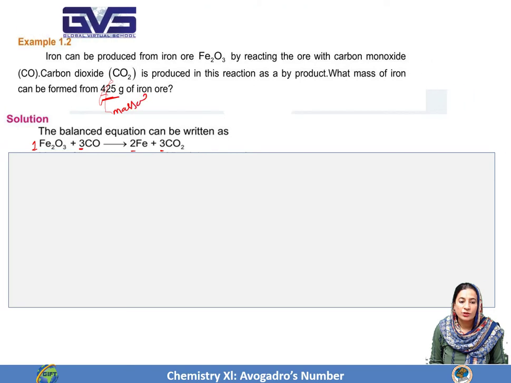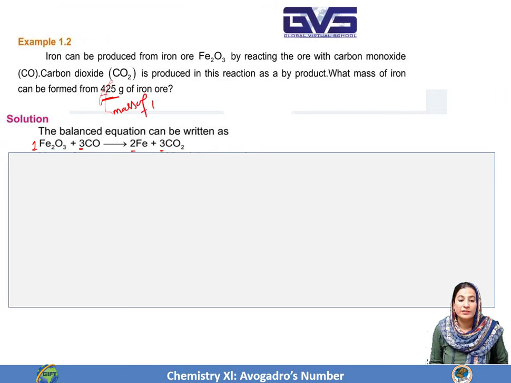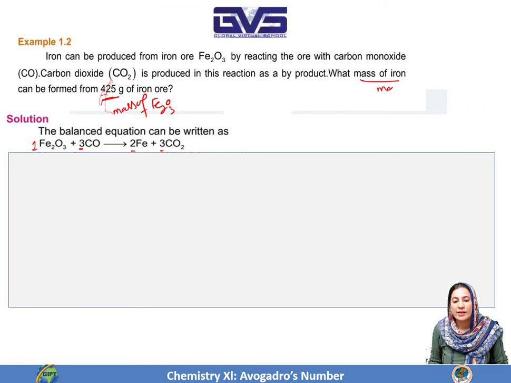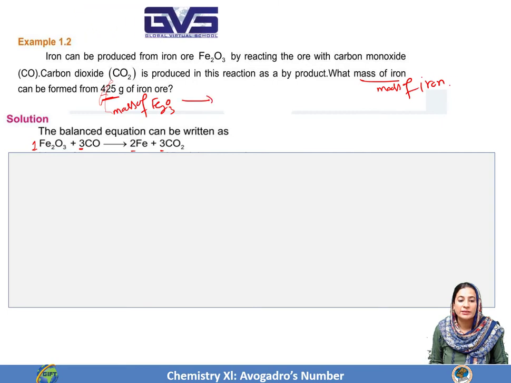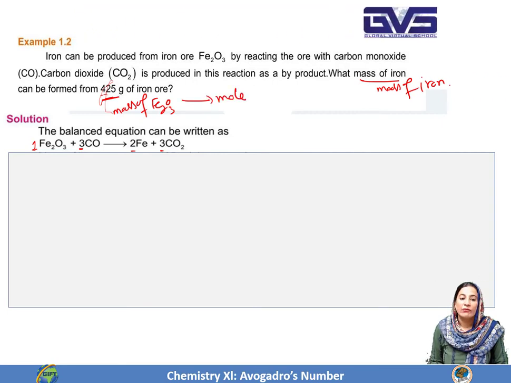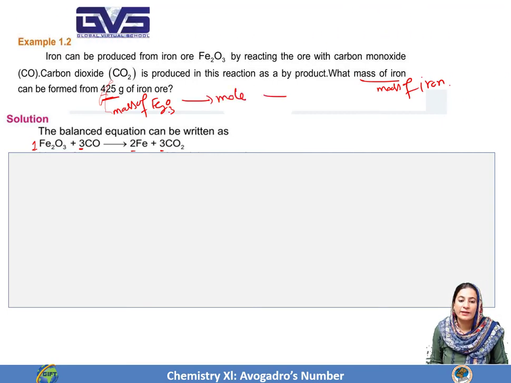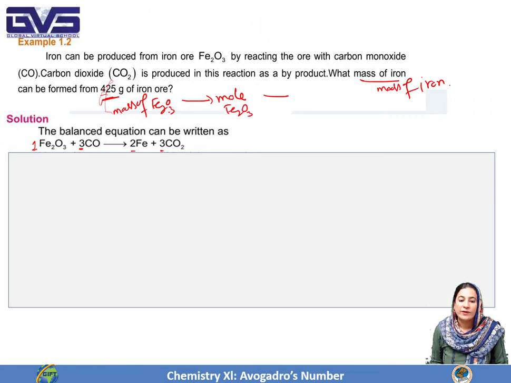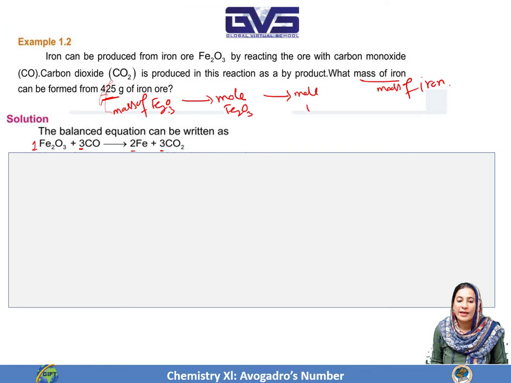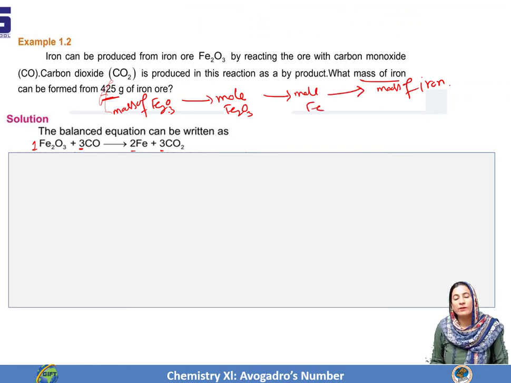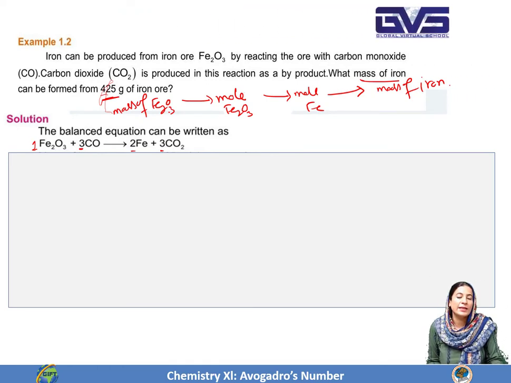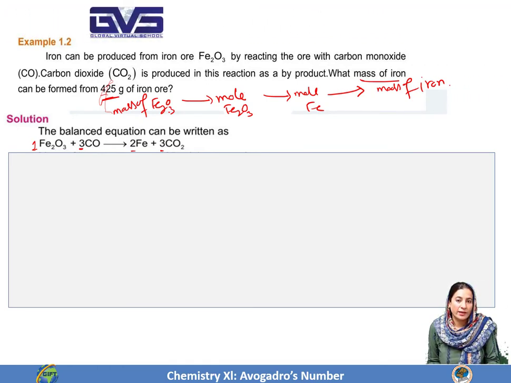This is the mass of iron ore, meaning Fe2O3, and you are asked the mass of iron. It's very simple. First convert this mass into moles of iron oxide, then with the help of that, find the moles of iron, and then convert back into the mass of iron. So this is like a 3-step numerical.